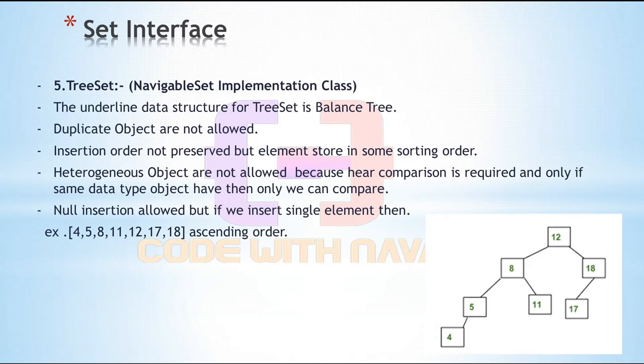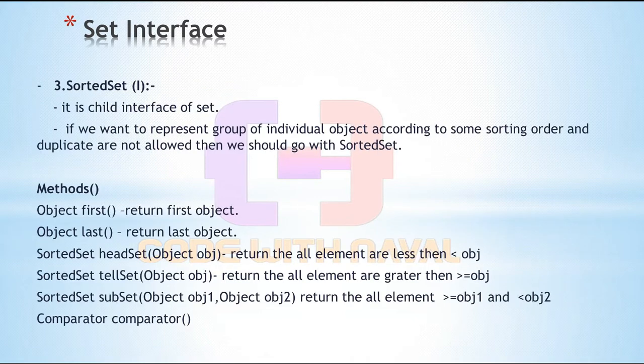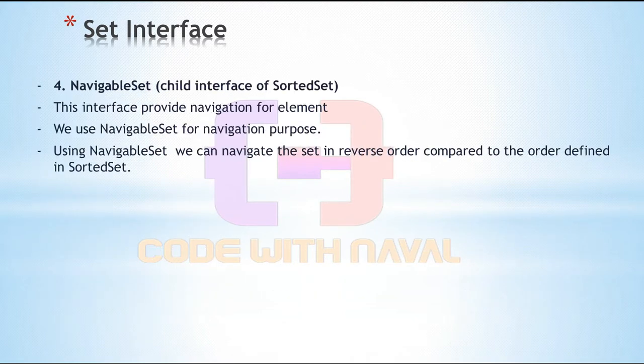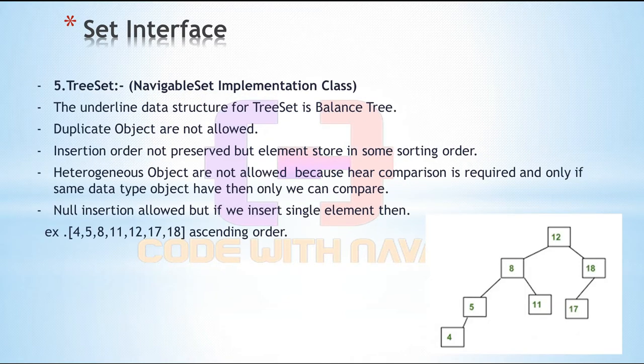Then finally we have the implementation class. We saw two interfaces, SortedSet and NavigableSet, and finally we have this implementation class, because we can't create an interface object. That's why we have one implementation class, TreeSet. It's a NavigableSet implementation class; TreeSet implements NavigableSet. The underlying data structure for TreeSet is a balanced tree. Internally it uses a balanced tree.